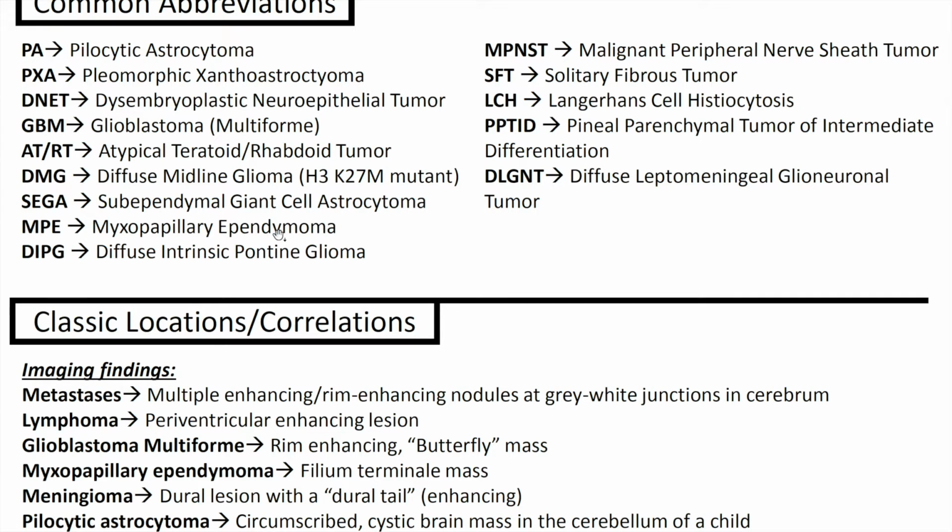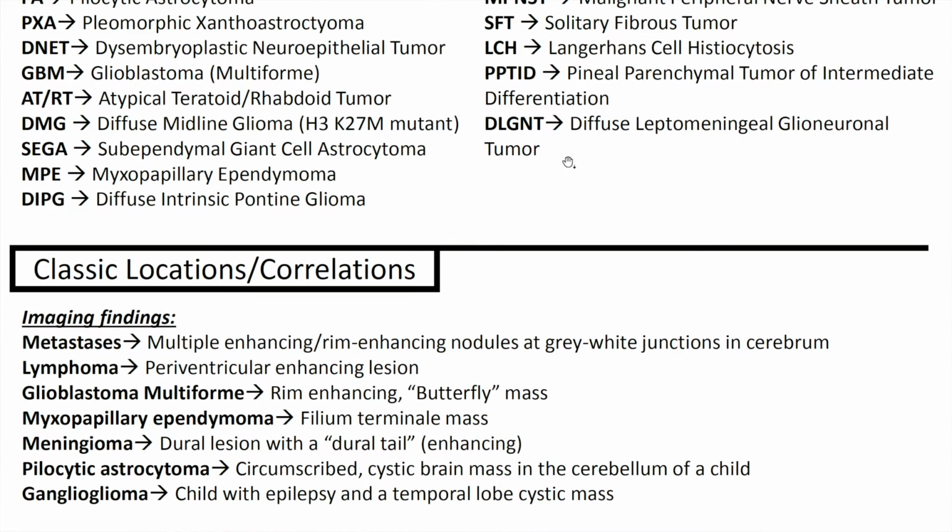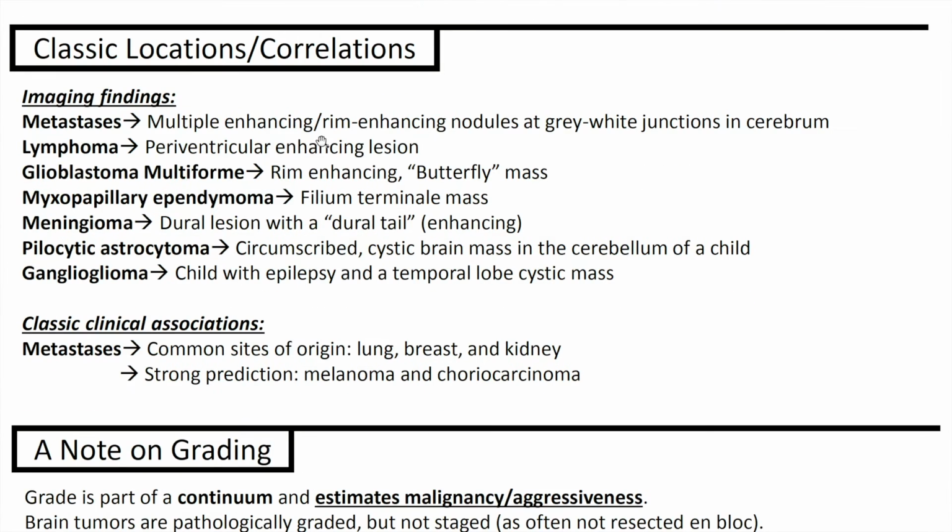MPE, myxopapillary ependymoma. DIPG, diffuse intrinsic pontine glioma. MPNST, malignant peripheral nerve sheath tumor. SFT, solitary fibrous tumor. And Langerhans cell histiocytosis is LCH. PPTID, pineal parenchymal tumor of intermediate differentiation. And DLGNT, diffuse leptomeningeal glioneuronal tumor. So now that we've got those locked in, we can go ahead and move forward.